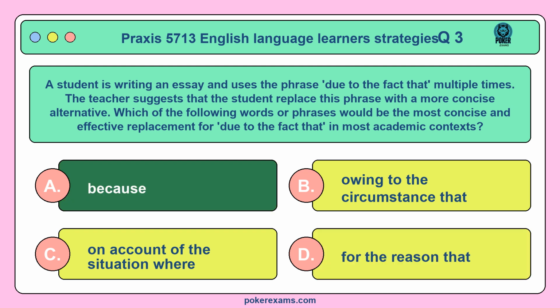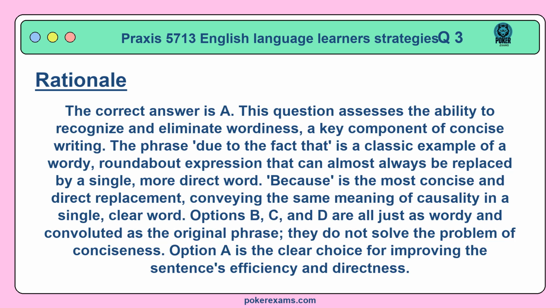The correct answer is A. This question assesses the ability to recognize and eliminate wordiness, a key component of concise writing. The phrase due to the fact that is a classic example of a wordy, roundabout expression that can almost always be replaced by a single, more direct word. Because is the most concise and direct replacement, conveying the same meaning of causality in a single, clear word. Options B, C, and D are all just as wordy and convoluted as the original phrase. They do not solve the problem of conciseness. Option A is the clear choice for improving the sentence's efficiency and directness.